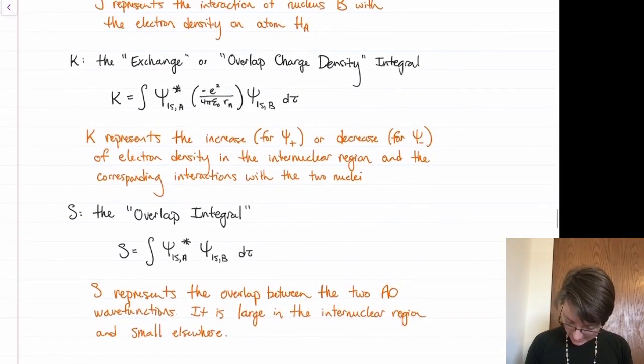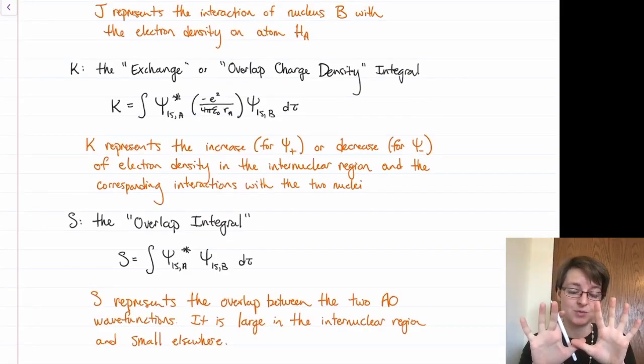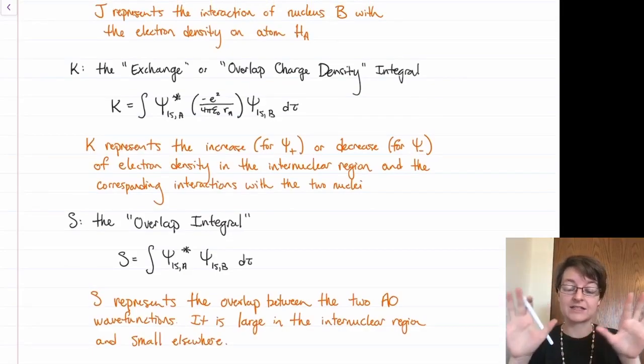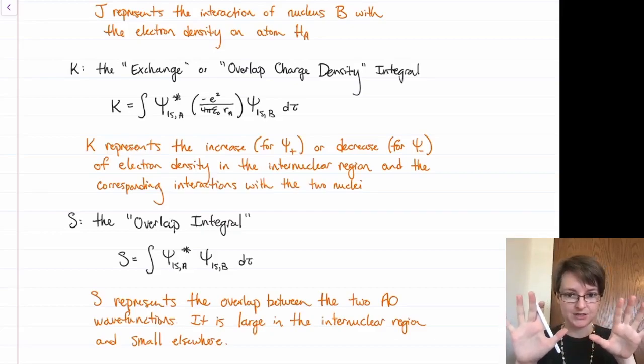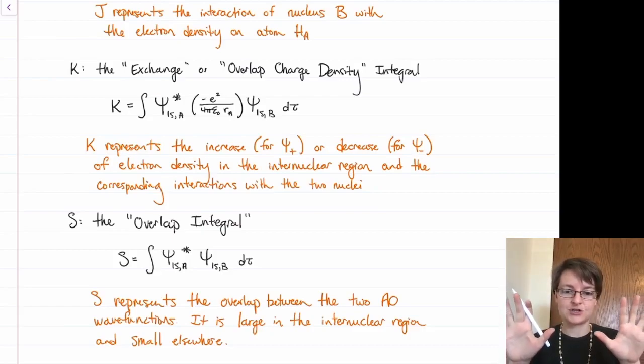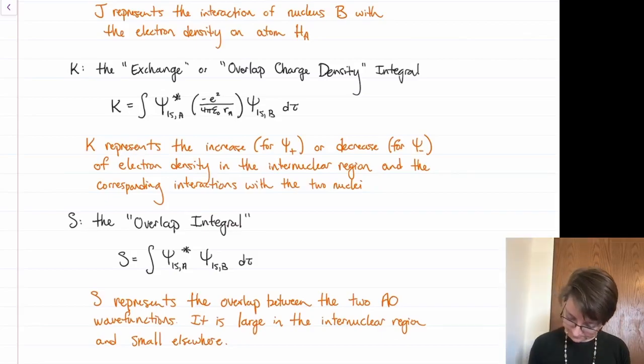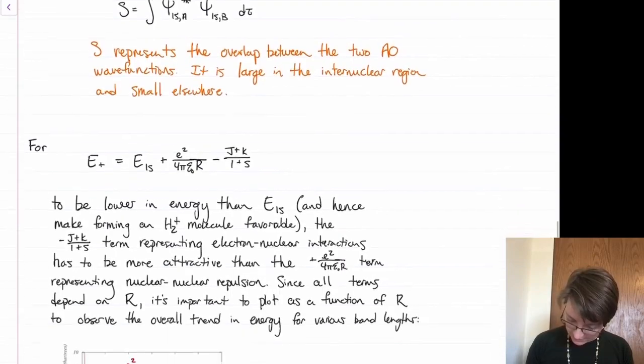Last but not least, S is called the overlap integral, and it represents the extent to which my two wave functions, H on HA and HB, are overlapping with one another. S tends to be large in the internuclear region where you get a lot of overlap between the wave functions, and small elsewhere. As you might expect, if I shrink capital R, these two wave functions are going to interact more and more, and S is going to get bigger and bigger.